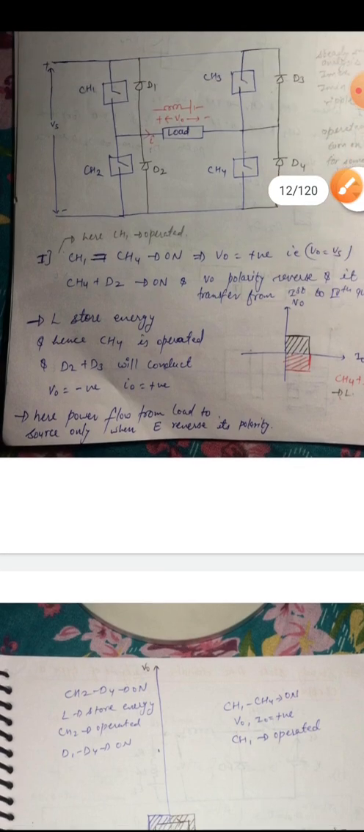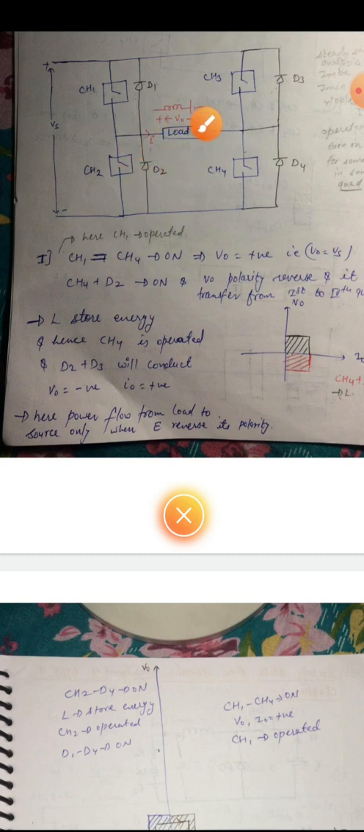What will happen in the second mode for this quadrant operation? CH2 and D4 are on. What we are considering is that the back EMF is getting discharged in this mode, in this quadrant of operation. This is the back EMF, it is having some value. CH2 is on and D4 is on, so it is conducting like that.